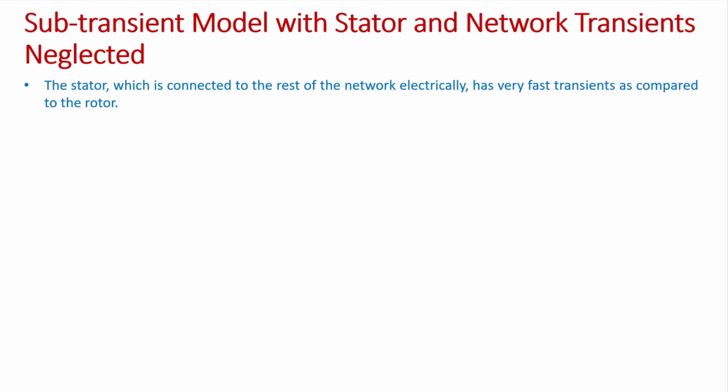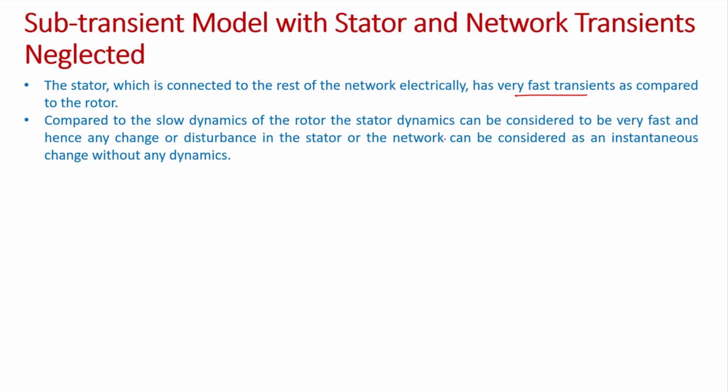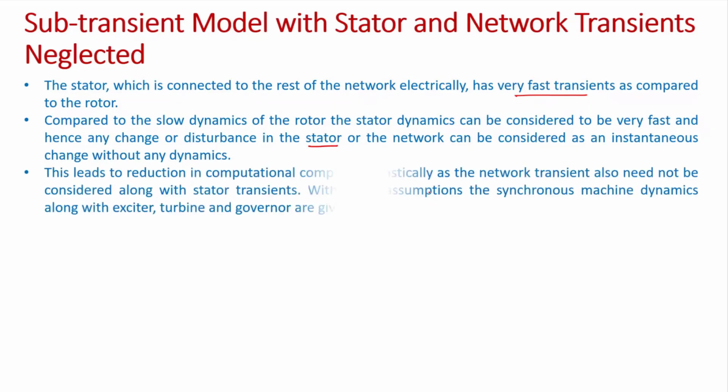Okay, so the stator, which is connected to the rest of the network electrically, has very fast transients as compared to the rotor. So compared to the slow dynamics of the rotor, the stator dynamics can be considered very fast, and hence any change or disturbance in the stator or the network can be considered as an instantaneous change without any dynamics. Okay, so this leads to a drastic reduction in computational complexity, as the network transient also need not be considered along with the stator transients.